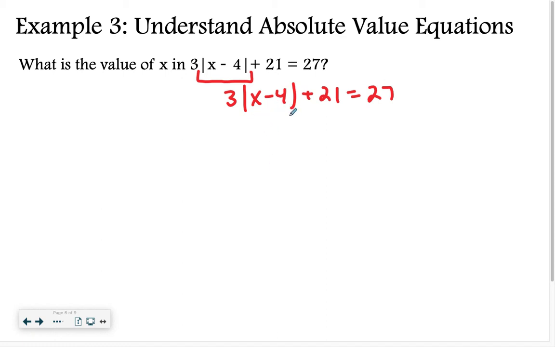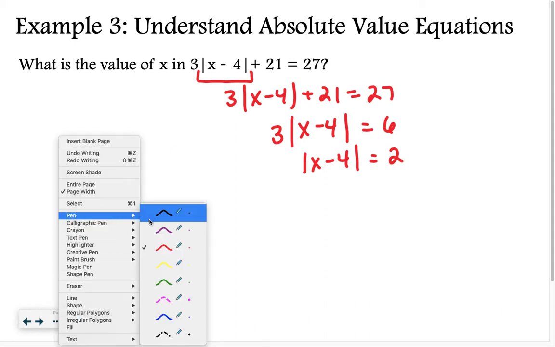So just like solving equations previously, what I'm going to do is I'm going to move that 21 over first. So I have 3 times the absolute value of x minus 4 equals, and I'm going to subtract that 21, so I'm left with 6. And then I need to get absolute value by itself, so I have 3 times the absolute value. So what I'm going to do is divide both sides by that 3. So I'm left with the absolute value of x minus 4 equals 2.